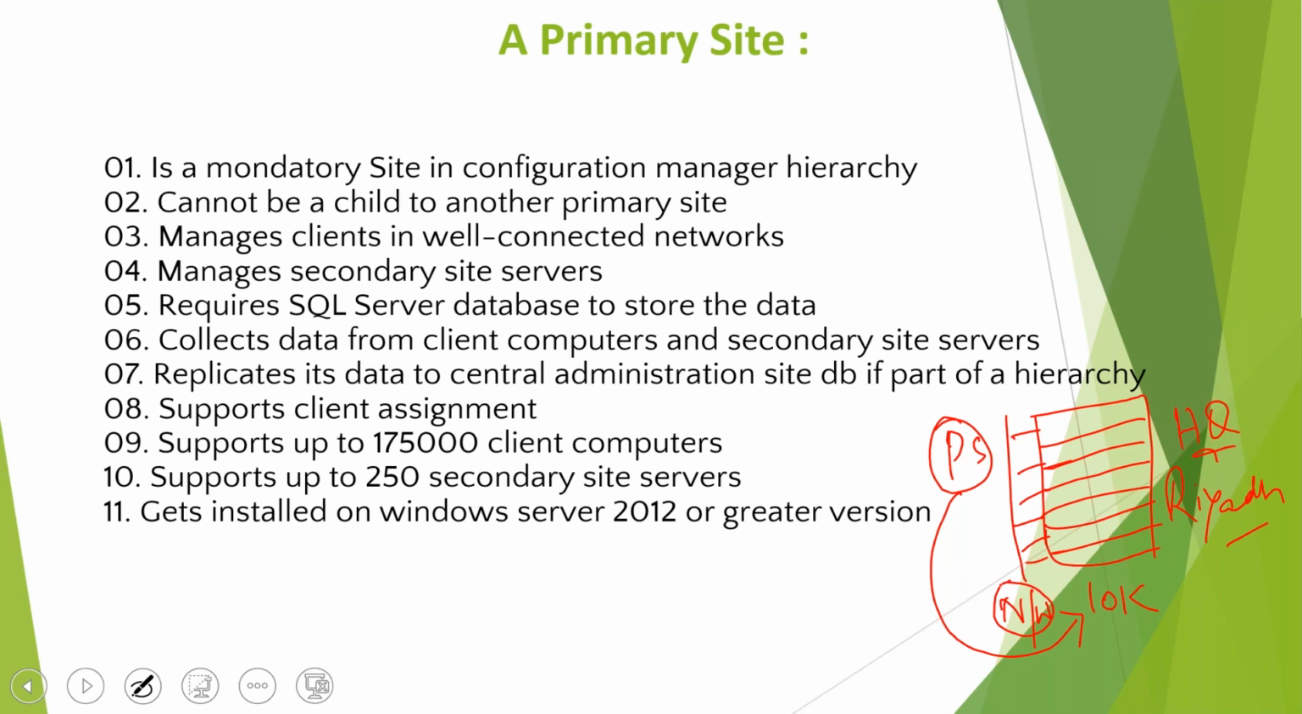That means the network connectivity is good in that location. Now, suppose you have another office in Mumbai, a branch office, with 2,000 devices. It is not possible from Riyadh to manage these 2,000 devices, because the network is not as good as in Riyadh. It is on the WAN network, not on the LAN network. To manage these devices, we need a good network.